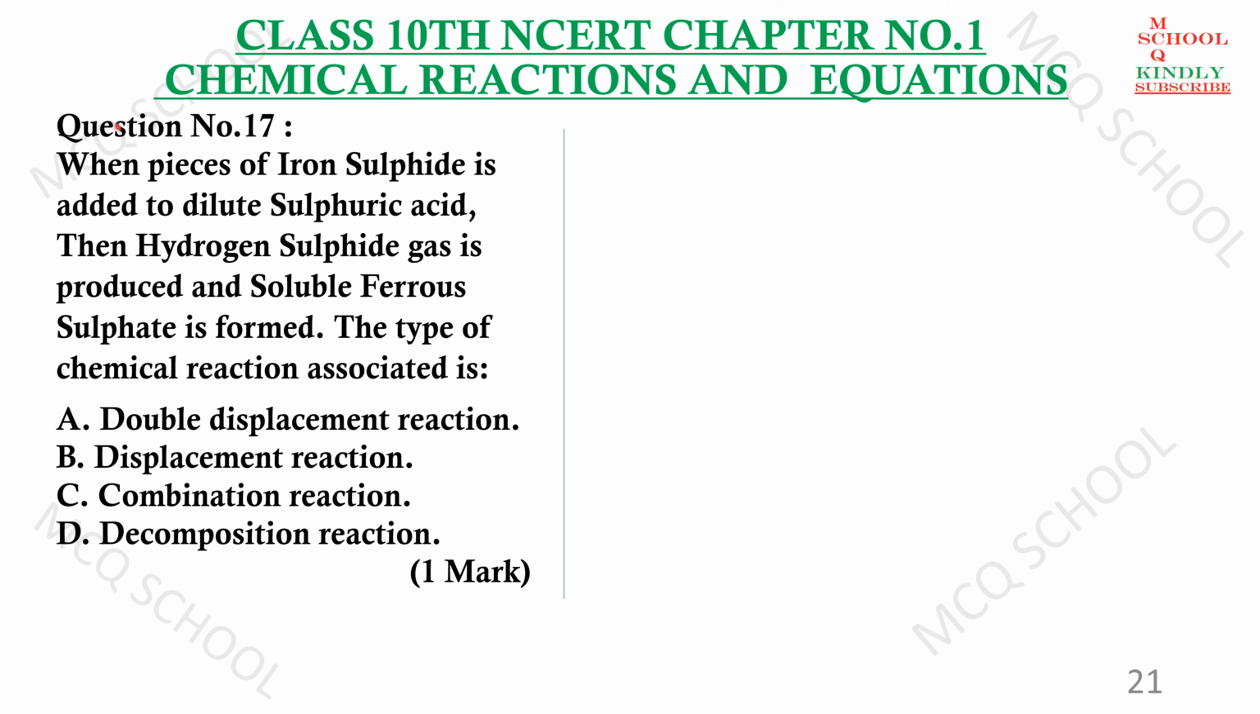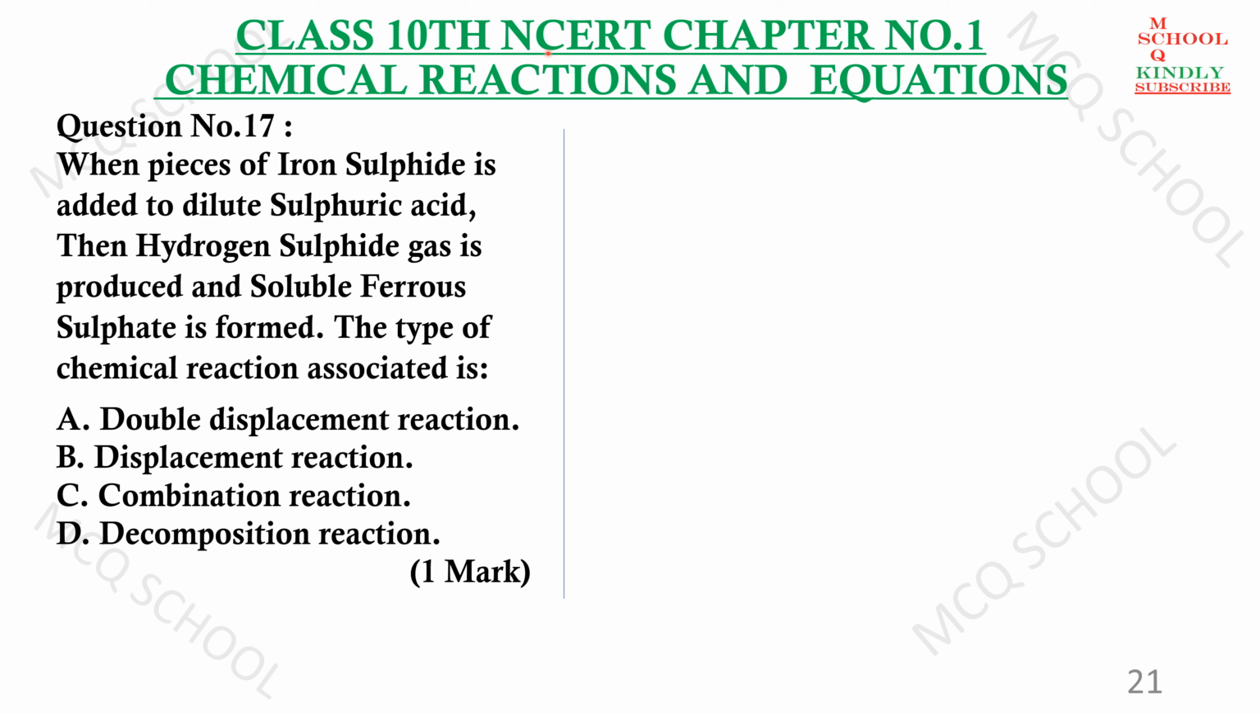Let us take question number 17. When a piece of iron sulfide is added to dilute sulfuric acid, then hydrogen sulfide gas is produced and soluble ferrous sulfate is formed. The type of chemical reaction associated is: A. Double displacement reaction, B. Combination reaction, C. Decomposition reaction. So what's the answer from your side?